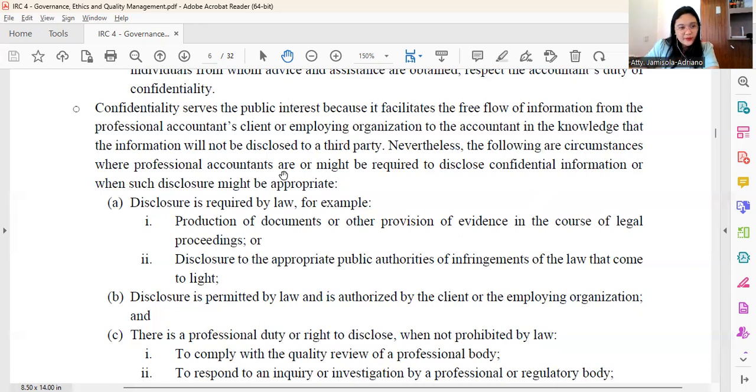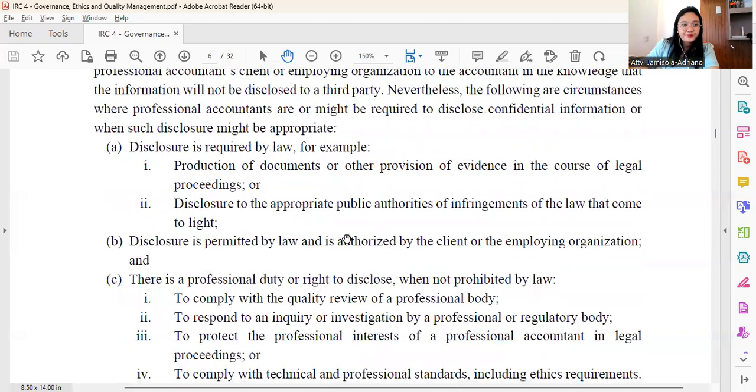Nevertheless, the following are circumstances where professional accountants are or might be required to disclose confidential information or when such disclosure might be appropriate. Okay, so there are instances, although confidentiality is the general rule, there are certain exceptions. The exceptions tell you when you can disclose, when you are allowed to disclose the confidential information. So, for example, the disclosure is required by law in the following instances: when there is production of documents or other provision of evidence in the course of legal proceedings. So, for example, you received a subpoena from the court stating that you are required to show these particular documents to the court during trial. So you cannot say, "Oh, this is confidential information," because the court says that you are required to do so because of the subpoena.